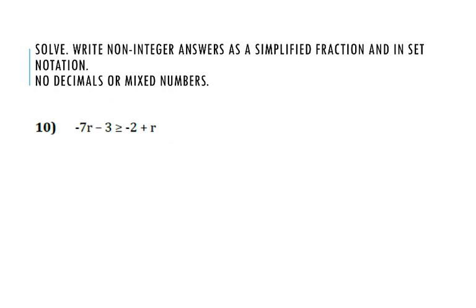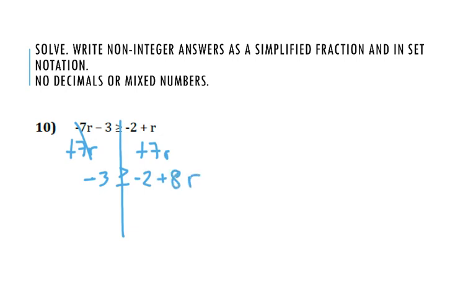Number 10, negative 7r's minus 3 is greater than or equal to negative 2 plus r. So again, we're going to draw a line down from the inequality sign, and here we're going to look at the left side. It's simplified. The right side is simplified. So now we're going to get the r's on the same side. So I'm going to add 7 r's to both sides of our inequality. So there will be 0 r's left on the left side. We'll have negative 3 is greater than or equal to negative 2 plus 8 r's.